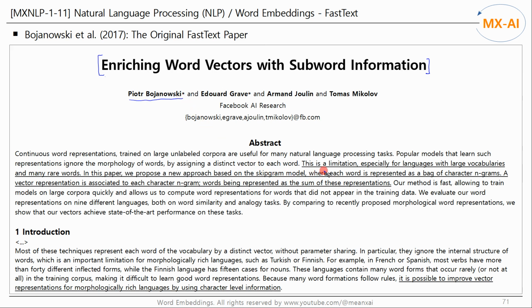The authors point out that existing word representations have limitations, especially for languages with large vocabularies and many rare words. To address this problem, the paper proposes a new approach based on the skipgram model, where each word is represented as a bag of character n-grams. In this approach, a vector representation is associated with each character n-gram, and each word is represented as the sum of these representations. This method is known to improve word representations, especially for morphologically rich languages, by incorporating character-level information.